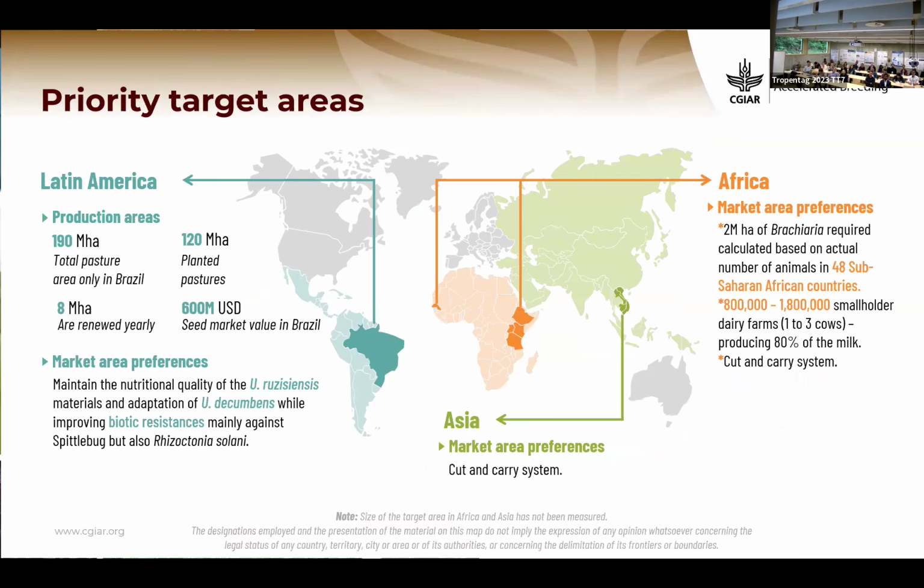Our priority target areas are currently Latin America, especially we look at Brazil with more than 100 million hectares of cultivated pastures, which is one of our target areas. Then Africa, East Africa, and currently expanding to Western Africa, and Southeast Asia, where we can see both in East Africa and in Southeast Asia a lot of cut and carry systems, which is perhaps opposite or compared to the grazing or more extensive systems that we can find in Latin America.